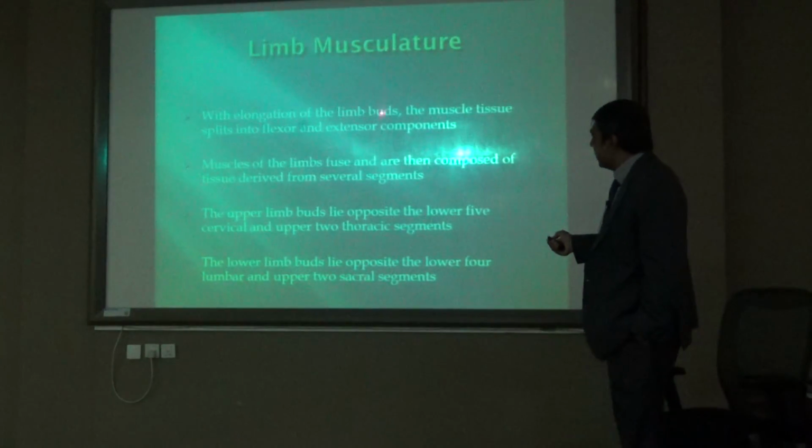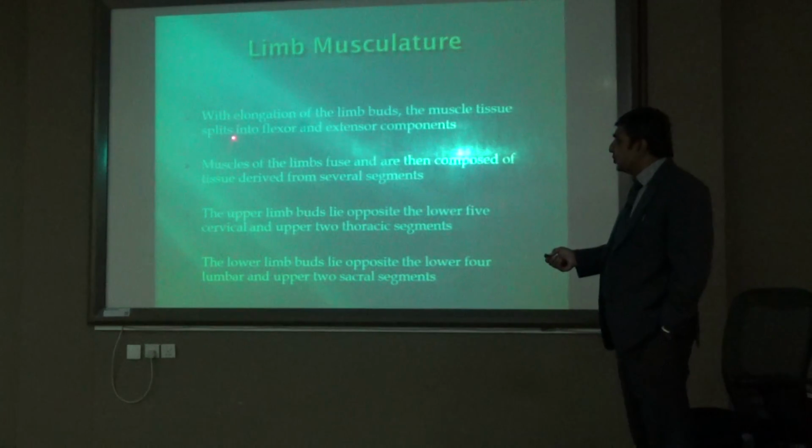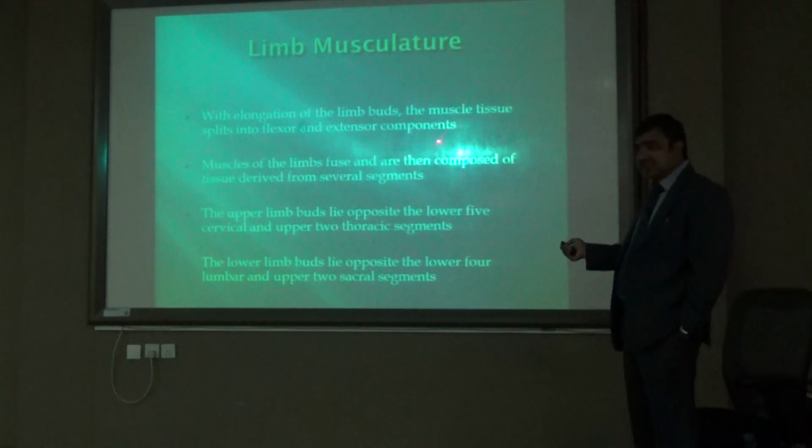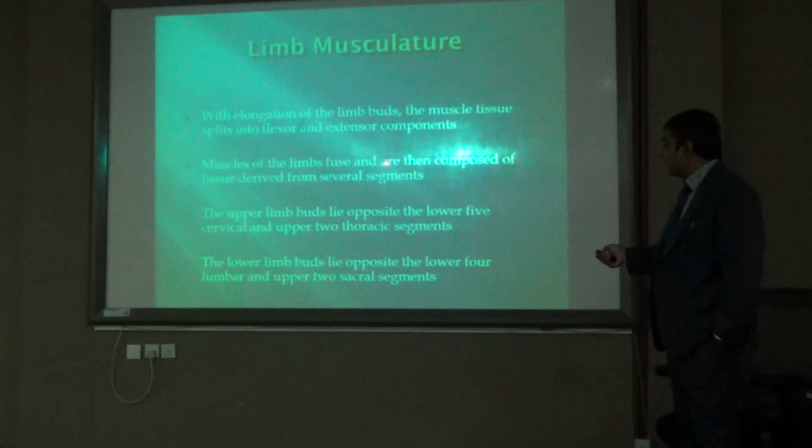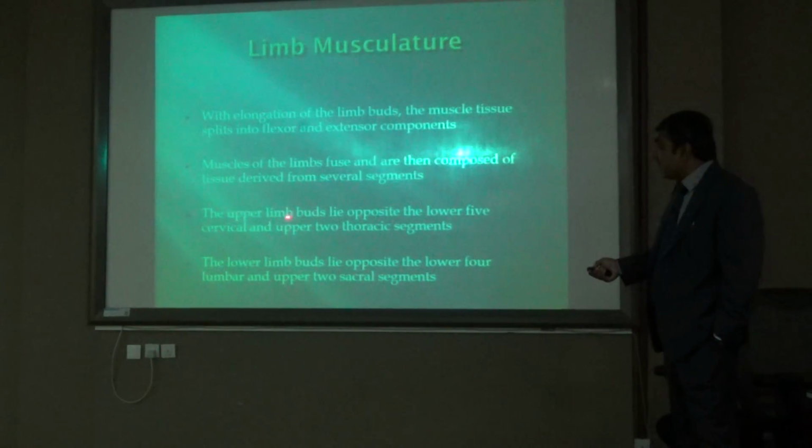With the elongation of the limb buds, the muscle tissue splits into flexor and extensor compartments. Here comes the answer to your question. Muscles of the limbs fuse and are then composed of tissue derived from several segments. The upper limb bud is opposite the lower 5 cervical and upper 2 thoracic segments.